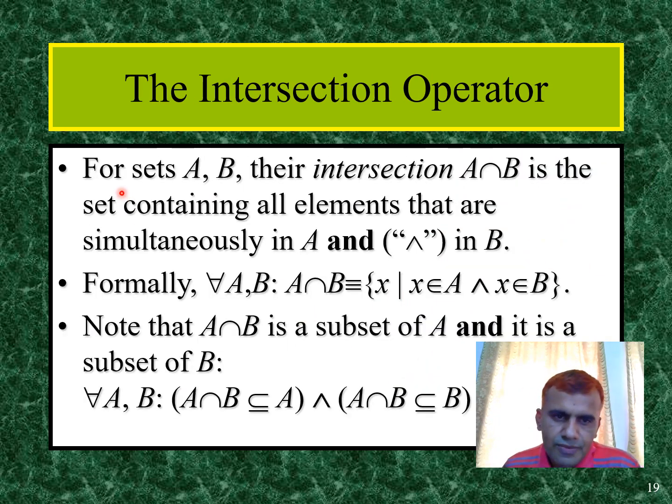The intersection operator. For sets A, B, their intersection A intersection B is a set containing all the elements that are simultaneously in A and in B. Formally, for all A, B, A intersection B is equal to the set containing X where X belongs to A and X belongs to B. Note that A intersection B is a subset of A and it is a subset of B. In the previous union operator, we have seen that each set is a subset of the union. In this one, the intersection of two sets is a subset of the two sets. That is, A intersection B is a subset of A and A intersection B is a subset of B. So remember this.